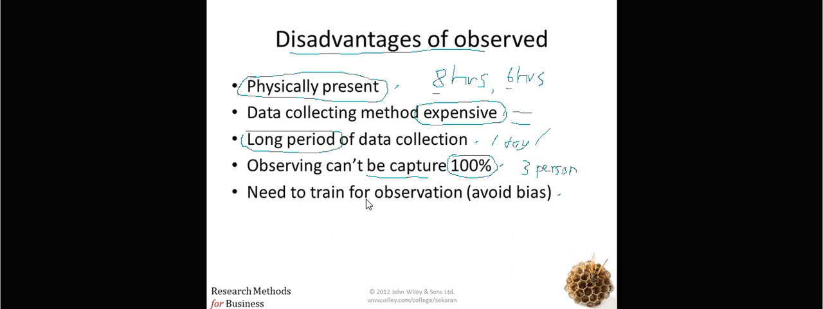Then they need the train and some training, some skill, how to collect the data using the observation because they want to avoid the bias. They have learned the teknik-teknik tertentu to avoid the bias. Okay? Kalau kita tak faham dan kita akan terjadi bias. Bila kita dah jumpa kawan-kawan lama, that our kawan lama is a respondent, so maybe the bias. So kita ada certain teknik to avoid the bias.